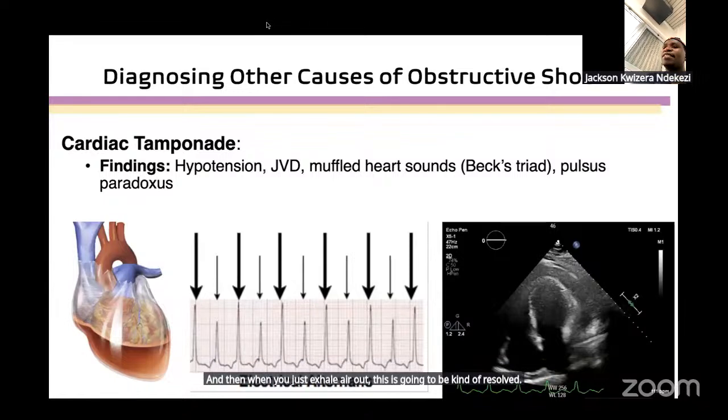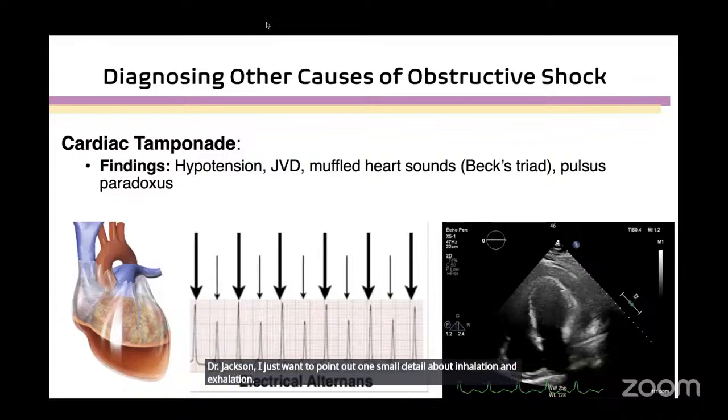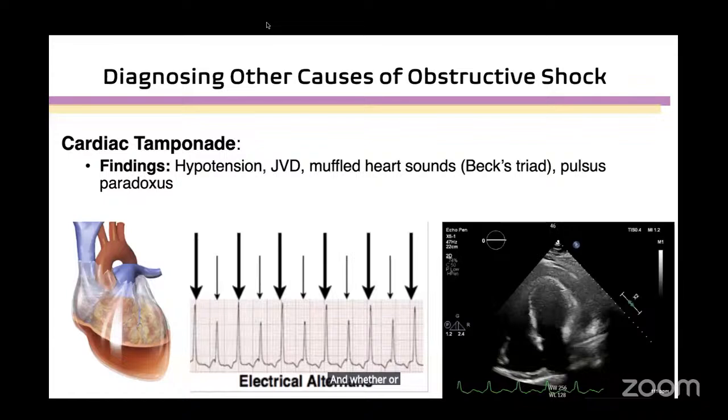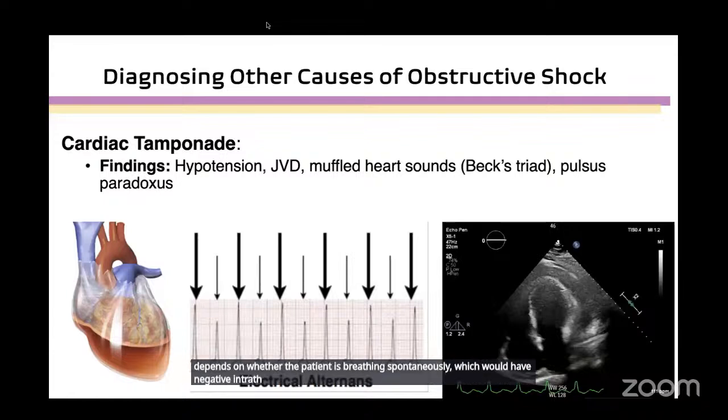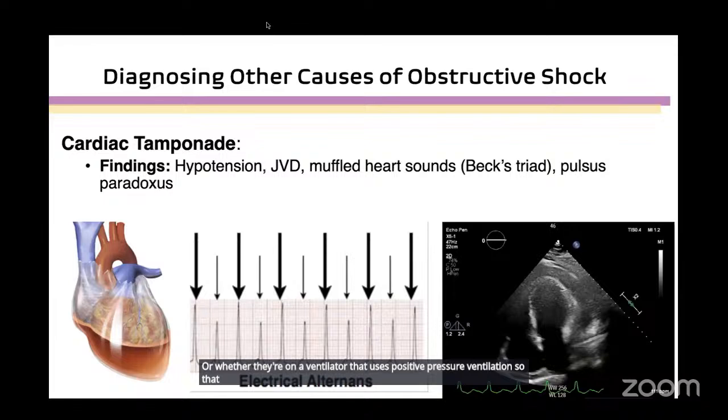And this is Dr. Jackson. Yeah, I just want to point out one small detail about inhalation and exhalation, and whether or not the intrathoracic pressure is positive or negative. It depends on whether the patient is breathing spontaneously, which would have negative intrathoracic pressure, or whether they're on a ventilator that uses positive pressure ventilation. So the pulsus paradoxus may differ depending on whether the patient is breathing spontaneously or on positive pressure ventilation.